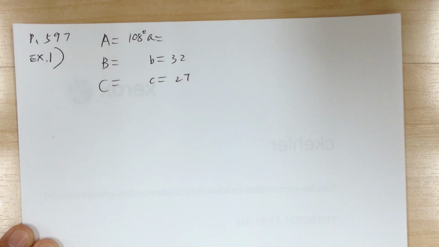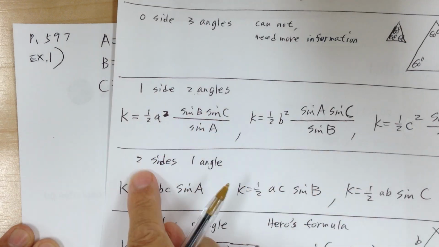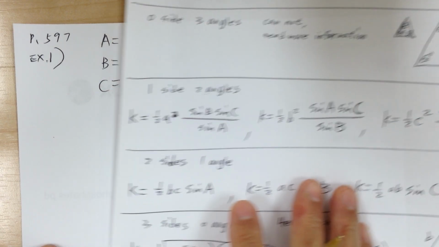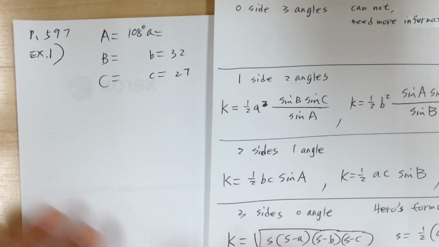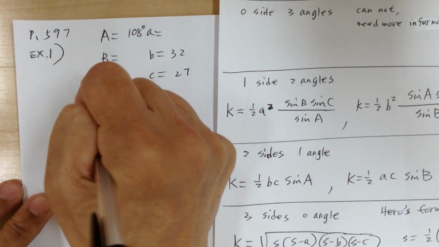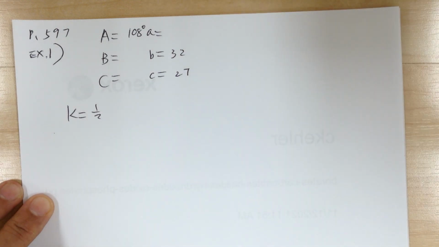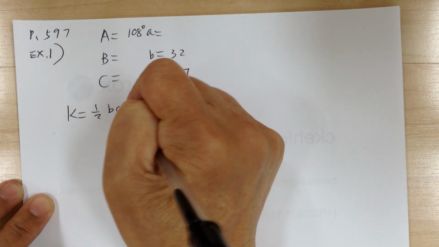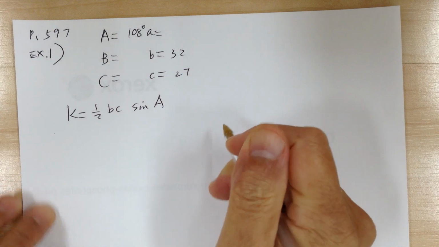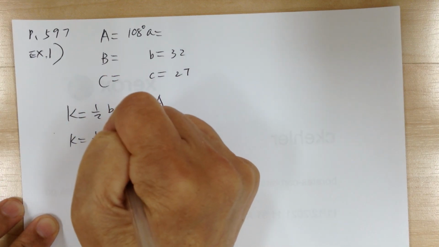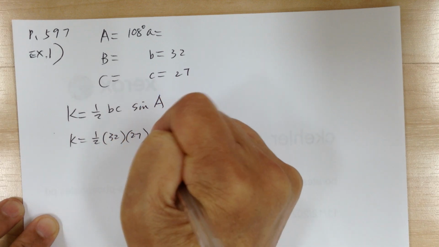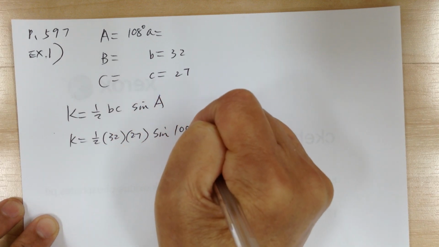So this is a case of two sides and one angle, right? So you have to use this kind, and since angle A is given, you have to use this one here. Write down your formula: K equal to 1/2 bc sine of A. Plugging everything in, substituting, B is 32, c is 27, sine of 108 degrees.